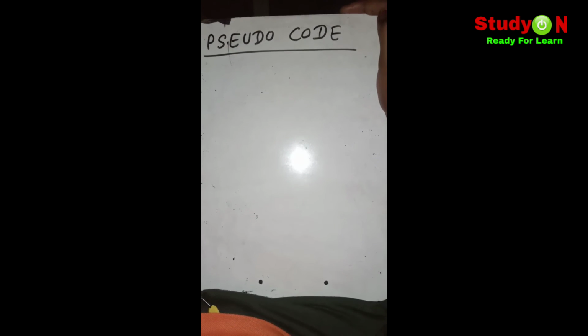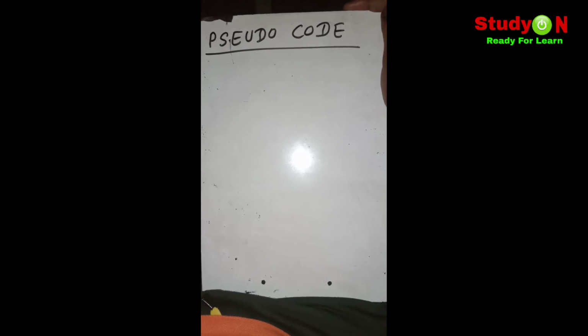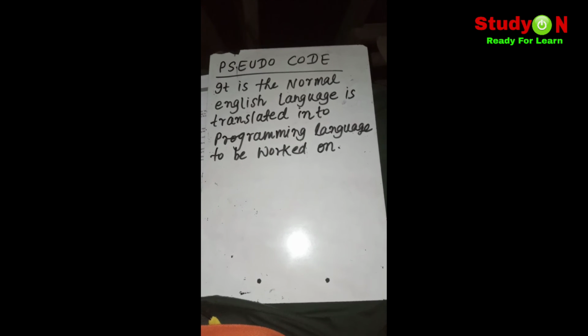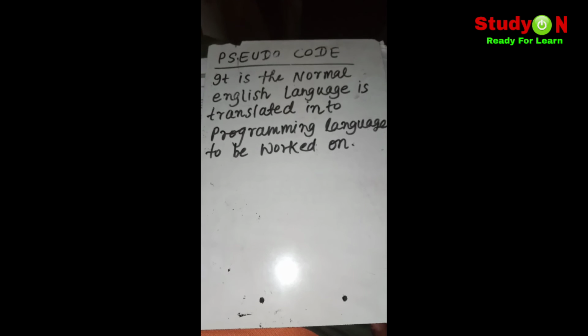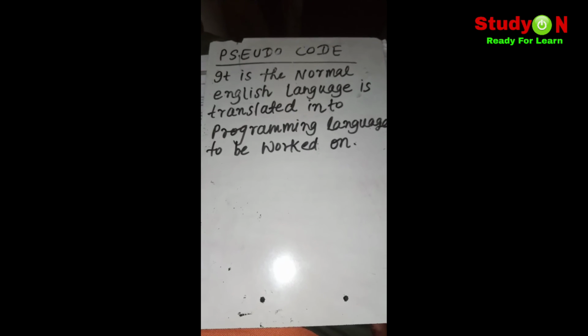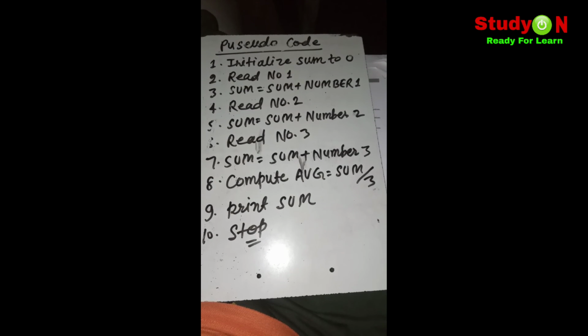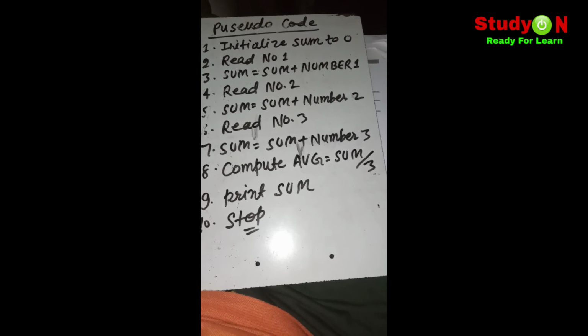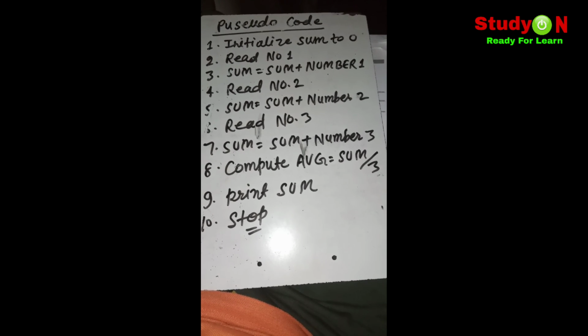What is pseudocode? Pseudocode is normal English language translated into programming language to work on. How can we write this pseudocode? Firstly we initialize sum to 0, read number 1, then calculate the sum of number 1, then read number 2.